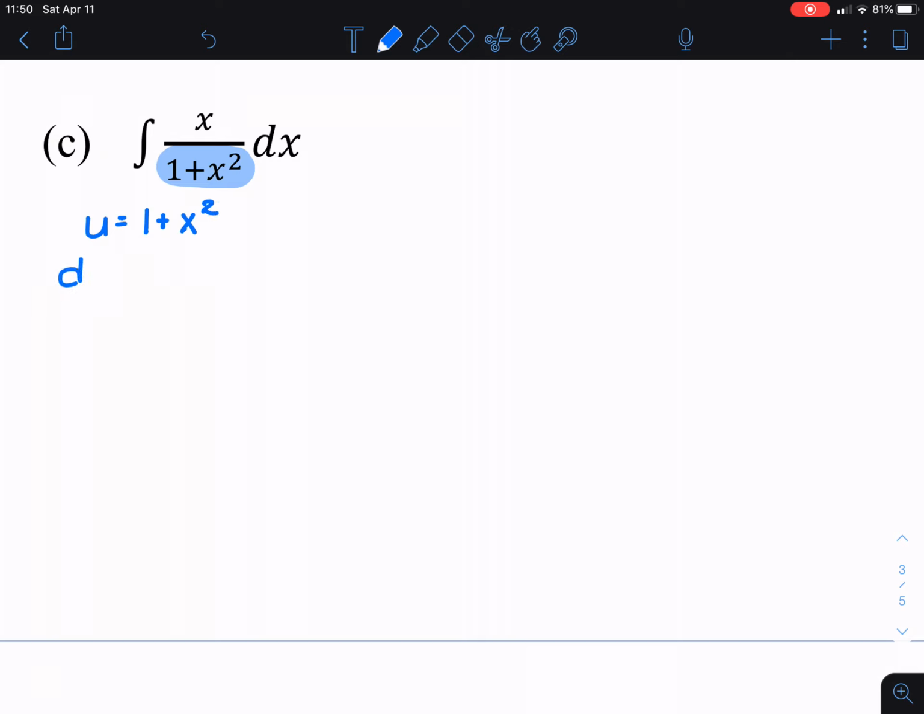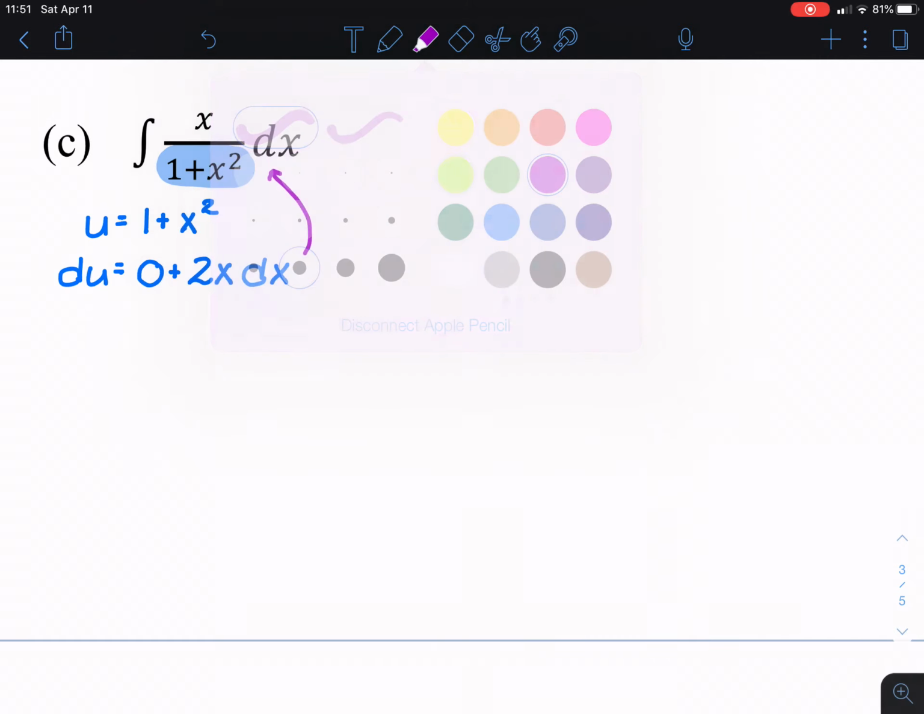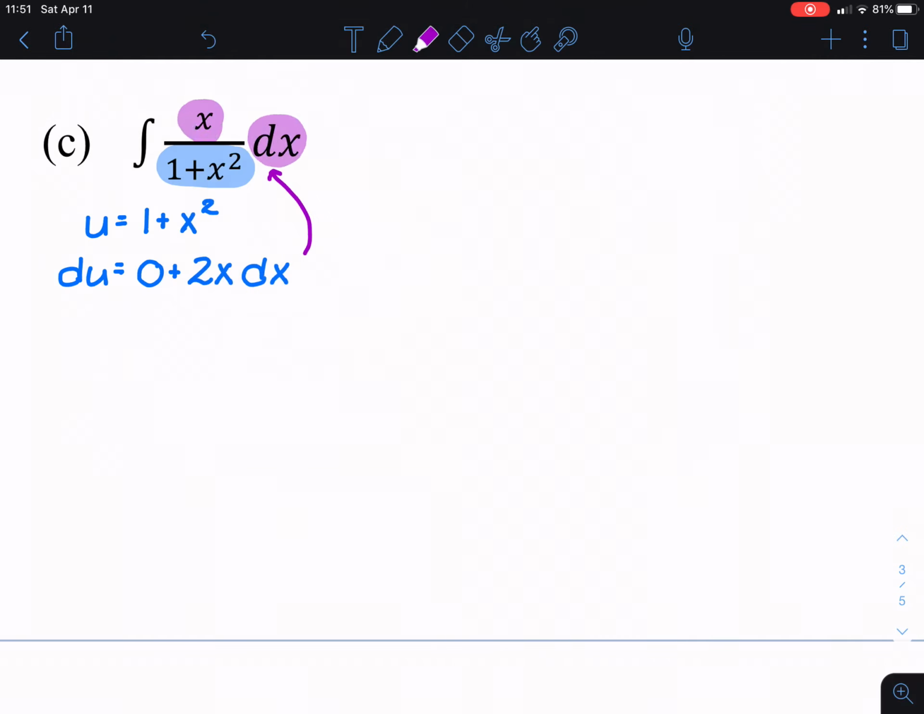Now when I take my differential du, I'm going to take the derivative of my function. The derivative of 1 is 0. And when I take the derivative of x squared, I bring the 2 down, decrease my exponent by 1, so 2x to the first power times dx. Now notice I have 2x dx, but when I take a look at my original function, all I have here is x dx.